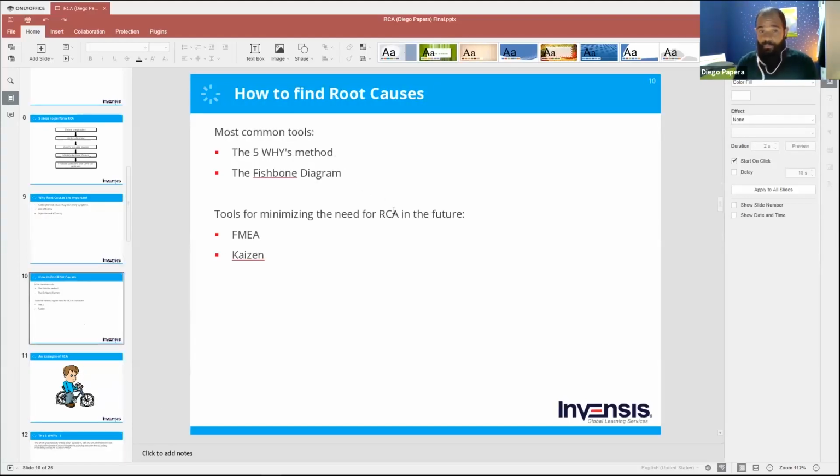The most common tools, and these are the tools that we will be looking at today, are the 5 whys method and the fishbone diagram. There are further tools that we will be exploring in the future, and these tools are aimed at minimizing the need for root cause analysis in the future. That's failure mode and effects analysis and Kaizen, so FMEA and Kaizen.